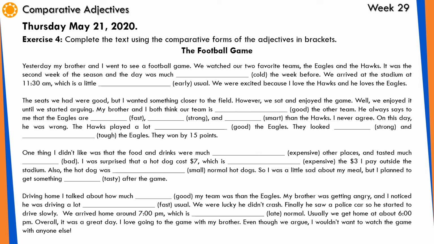Exercise 4. This one is for Thursday. Complete the text using the comparative forms of the adjectives in brackets. I'm going to help you with the first one. Yesterday, my brother and I went to see a football game. We watched our 2 favorite teams, the Eagles and the Hawks. It was the second week of the season, and the day was much (cold) the week before. Here we have a comparative. We are comparing the weather today and the weather of the week before. So, cold is a short adjective. So we write colder. And we need the word than. Okay, now you read the text and complete it. Remember, you don't always use the word than.